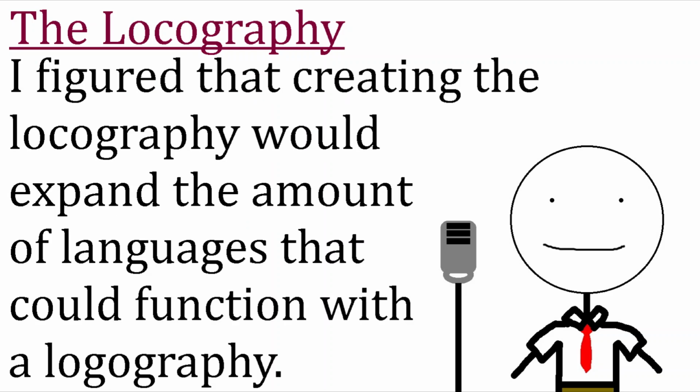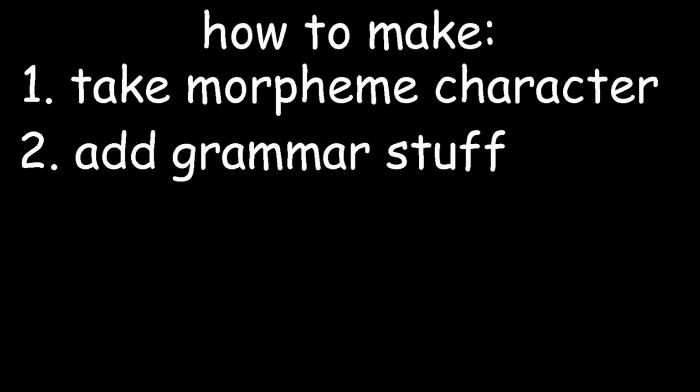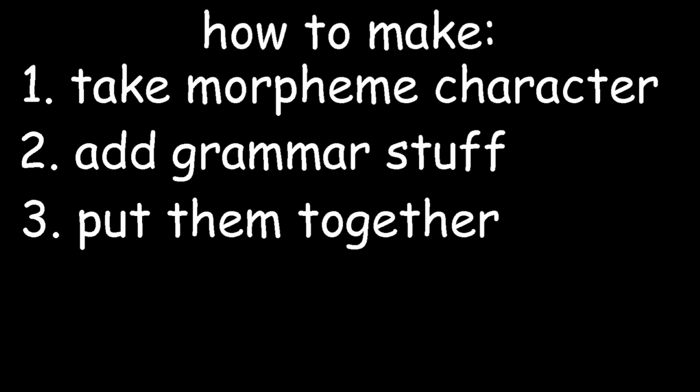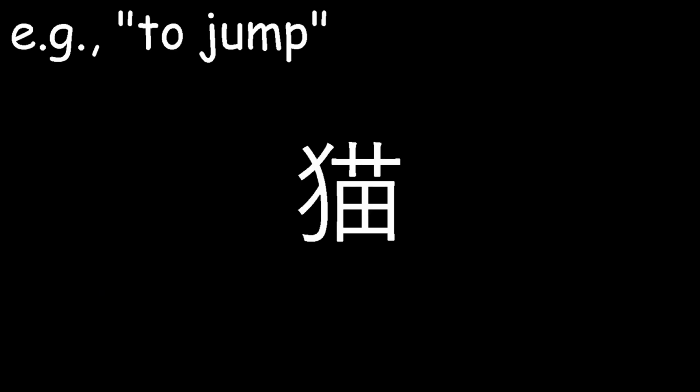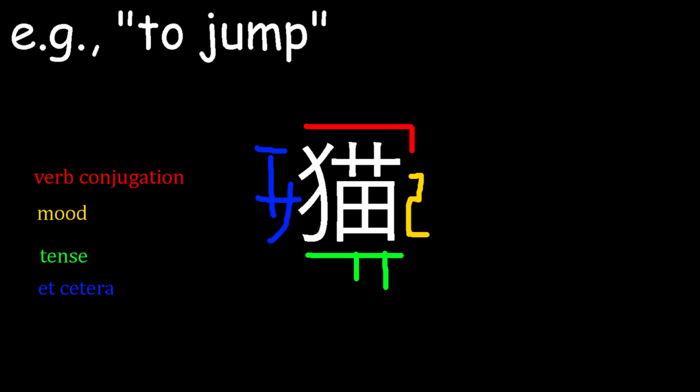I figured since we're making an awful conlang and logographies are bad, it would make sense to invent a way to bring that awfulness to a wider array of conlangs. The idea is to take the base morpheme character and any inflections for any grammatical purpose are added as an add-on to the original character. So, if the character for the verb to jump is this, a locography could denote verb conjugation with perhaps a person marker, mood, tense, etc.